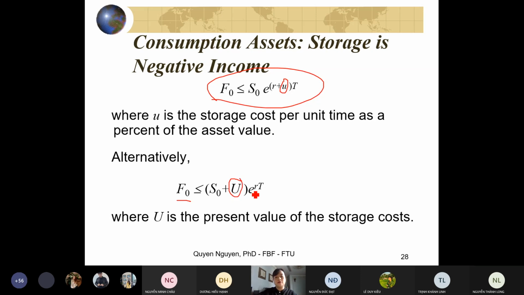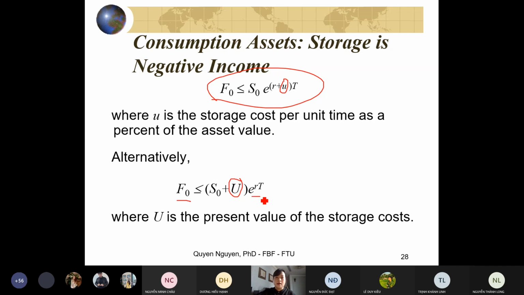And remember, if the storage cost is input in the formula, then this must be the present value of the storage cost. If the storage cost is expected to be paid at the end of the period or in the middle of the holding period, then you must discount the storage cost back to the present value and then input it in the formula, as S0 plus big U, all of them multiplied by e to the power of RT.